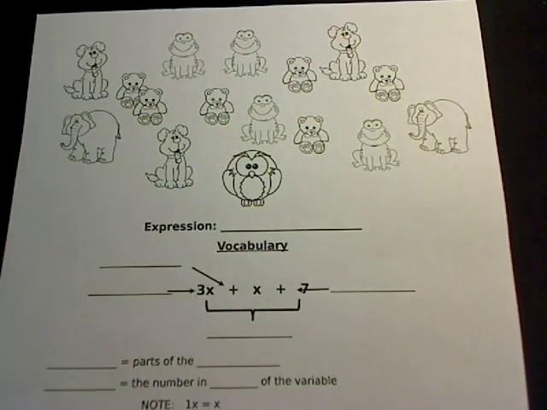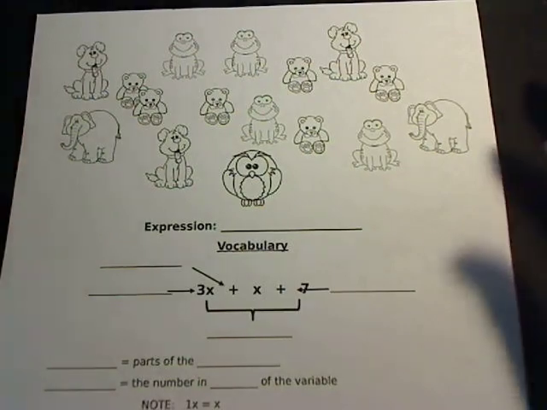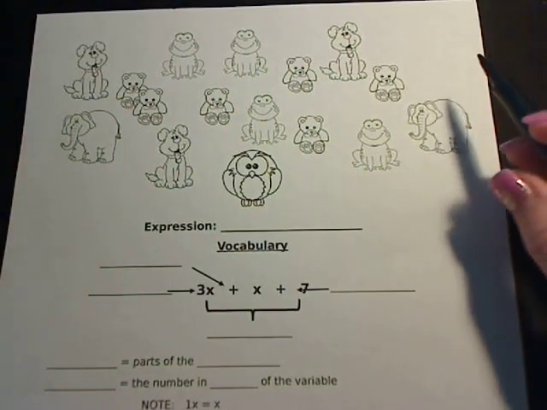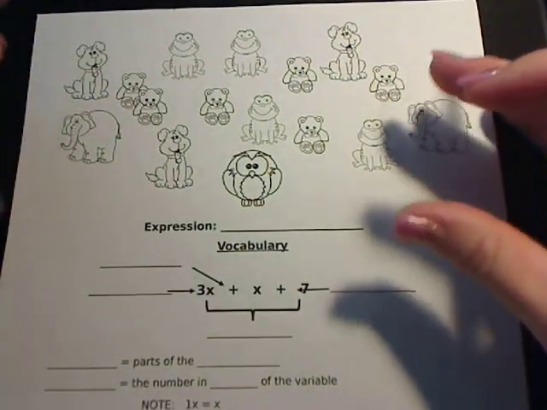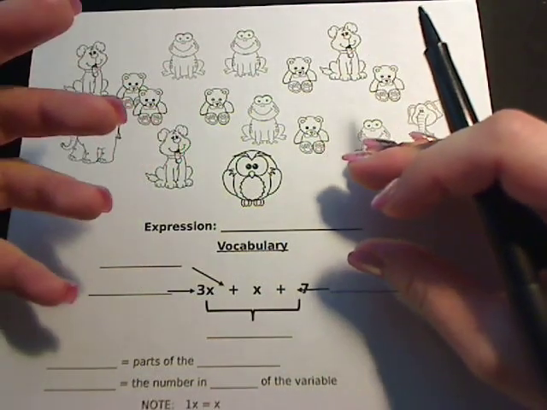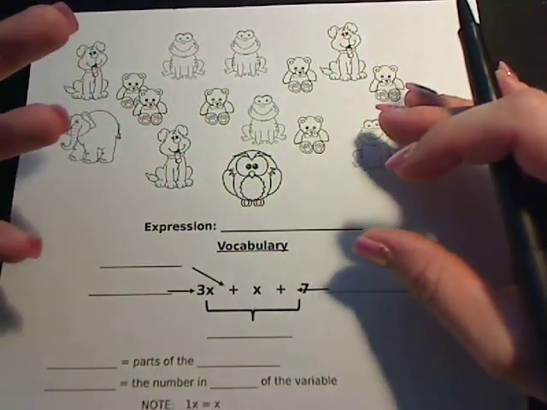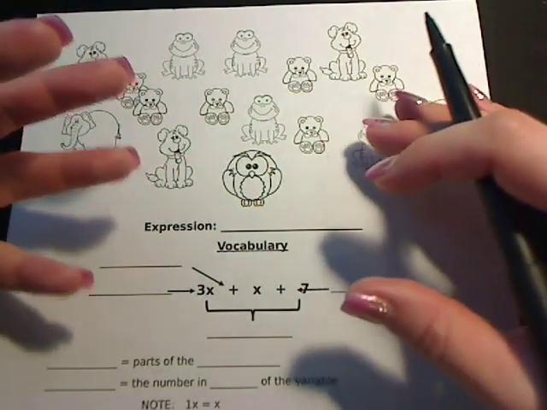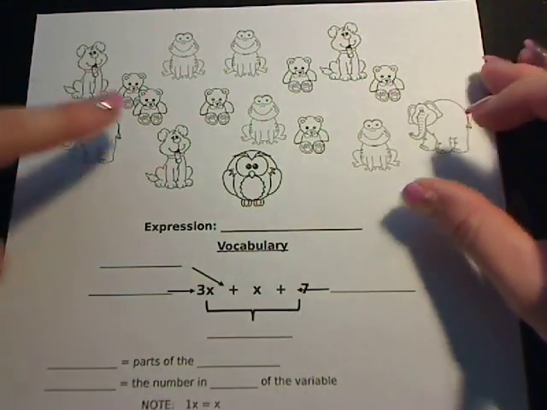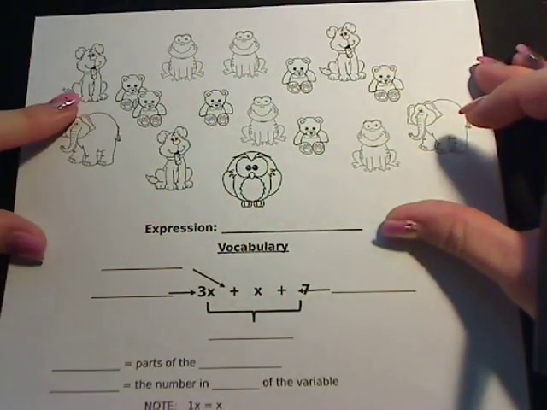Okay, so these are your combining like terms notes. What combining like terms means is, well, when you combine something, it means you put it together. And "like" means the same. So we're going to put together things that are the same. Let's look at this picture that we have up here right now.